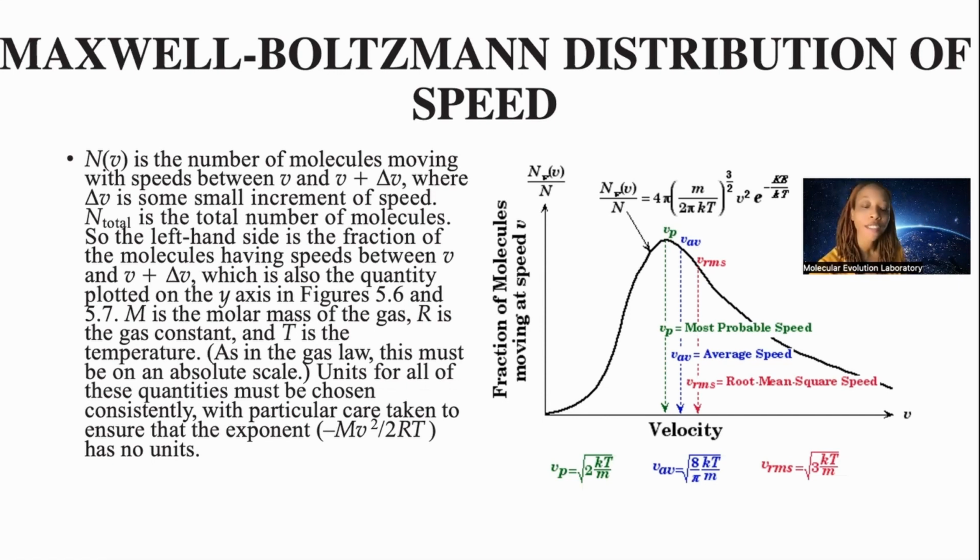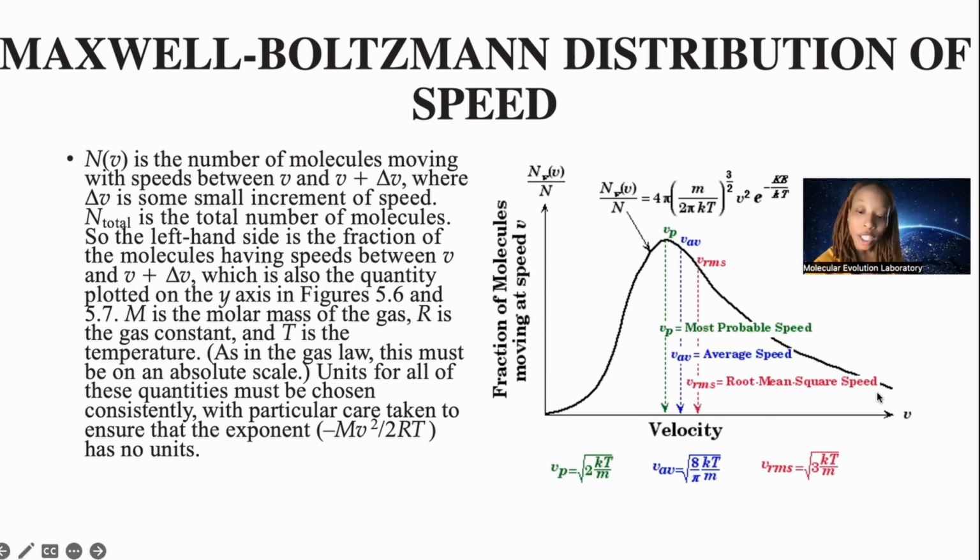The Maxwell-Boltzmann distribution of speed also basically shows the probability of finding a molecule at a certain energy state. It basically looks at the velocity, the fraction of molecules moving at a certain speed. So it basically gives an idea as to where you can find a molecule at a given speed.